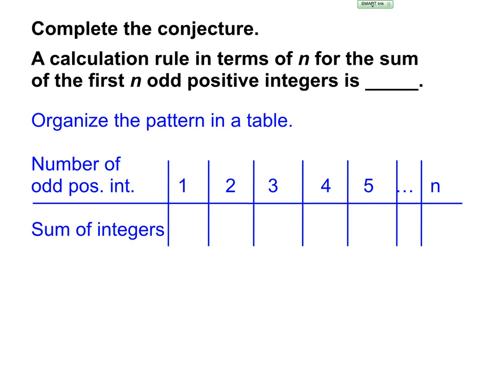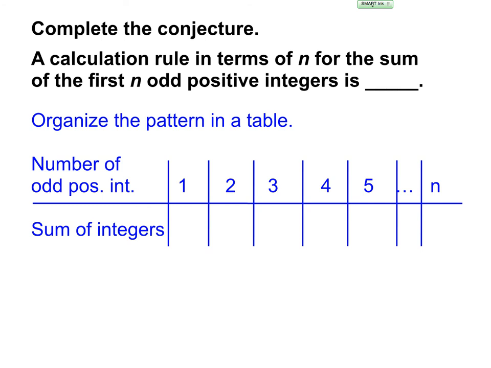Okay, so let's make a table where the first piece of information is how many odd positive integers there are. There's one positive odd integer, there's 2, there's 3, there's 4, there's 5, and eventually we're going to say n is how many odd positive integers there are. We're supposed to come up with what the sum is. What does that mean? We're going to add them up.